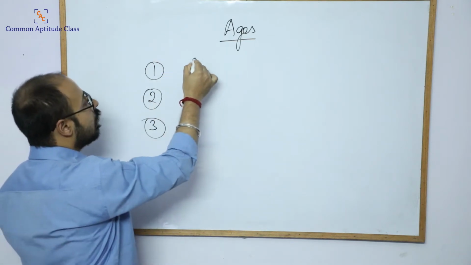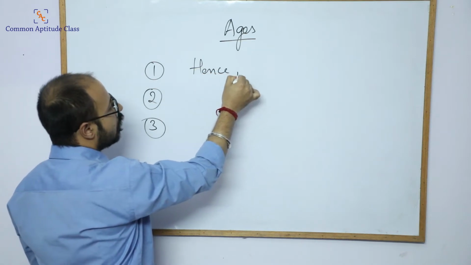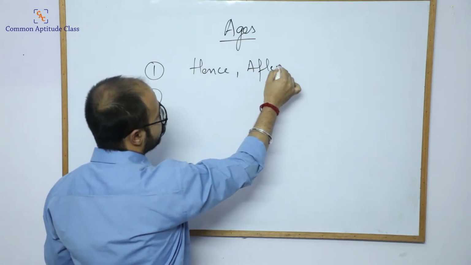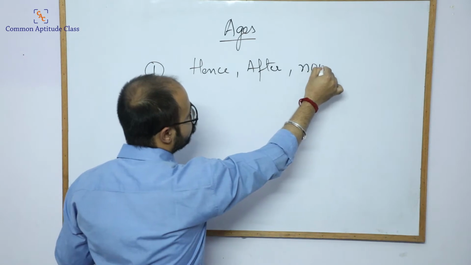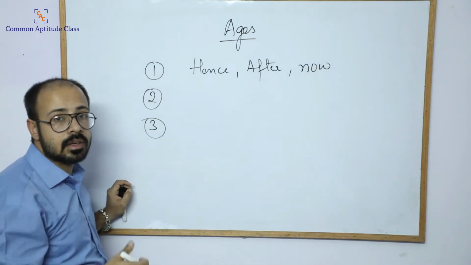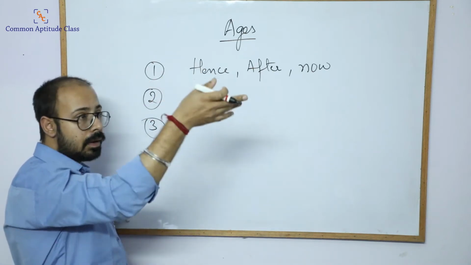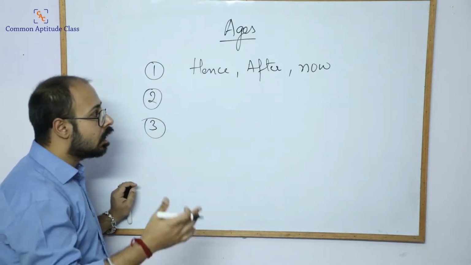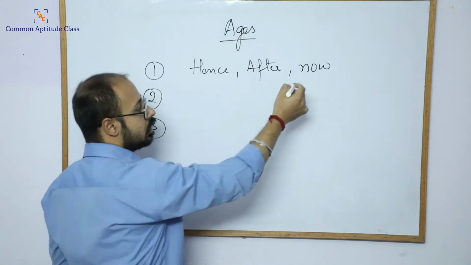For simple example, hence, after, and now. These are the words which they are talking about future. 5 years hence means 5 साल के बाद. 5 years after means same. 3 years from now. So it is again the future.